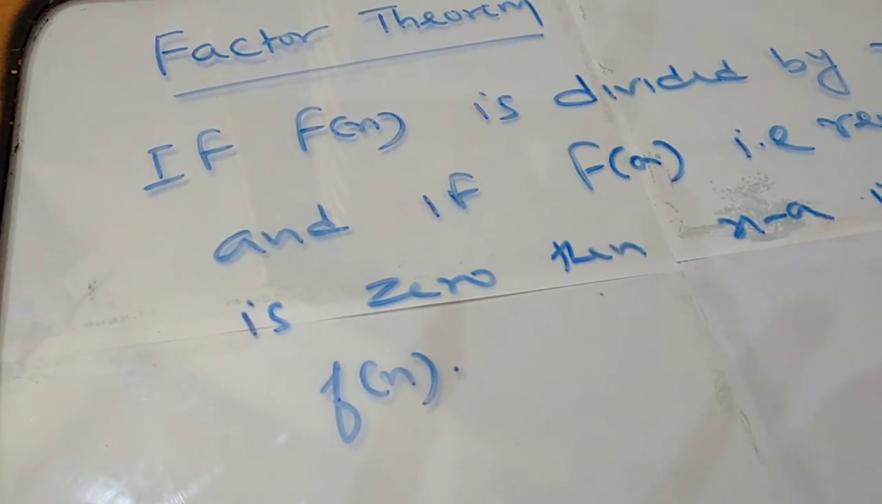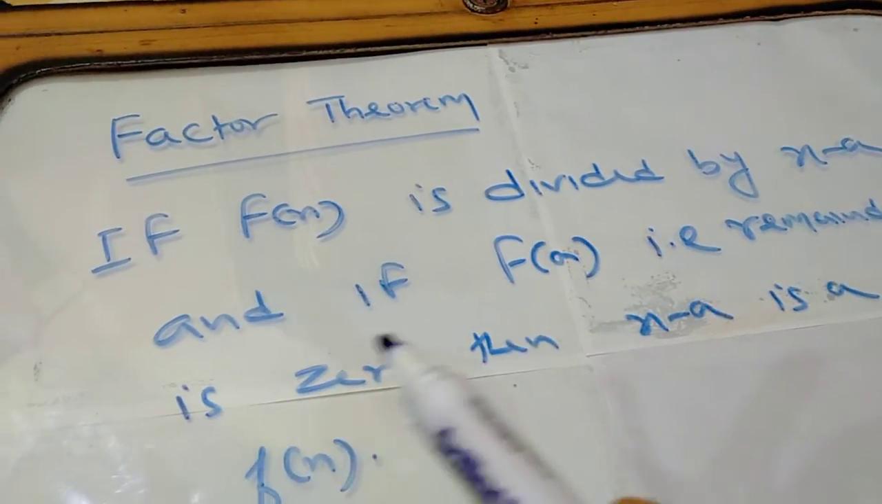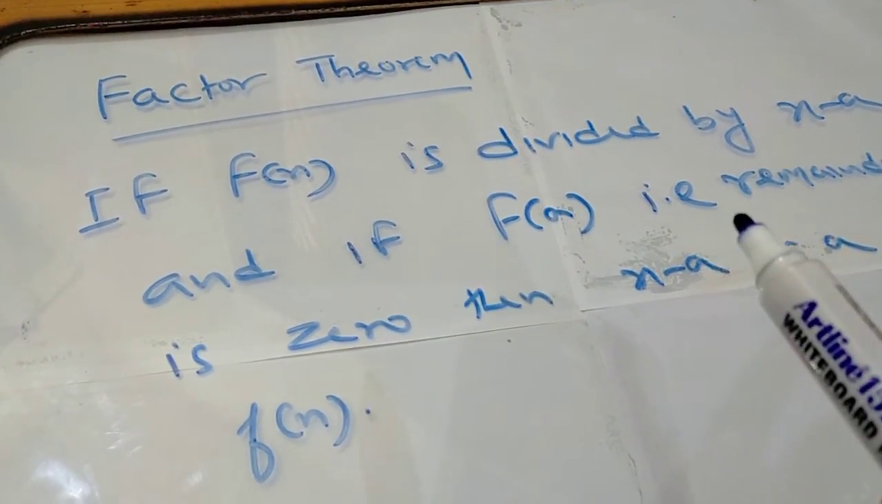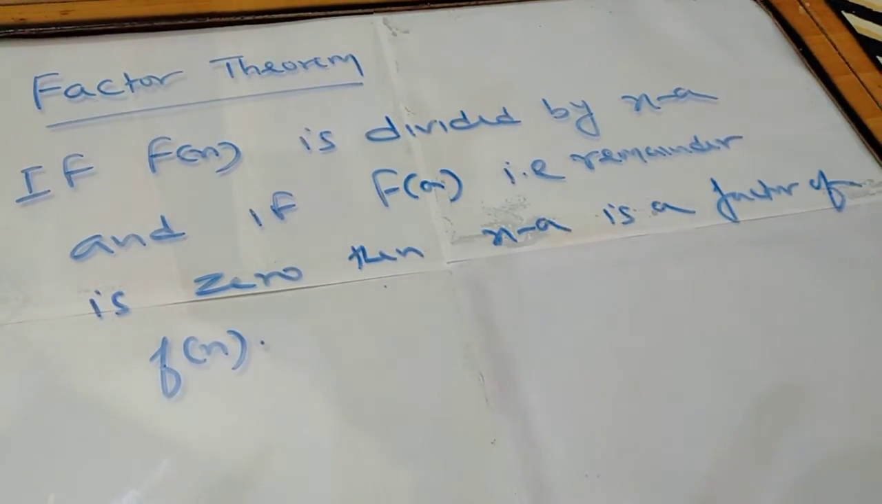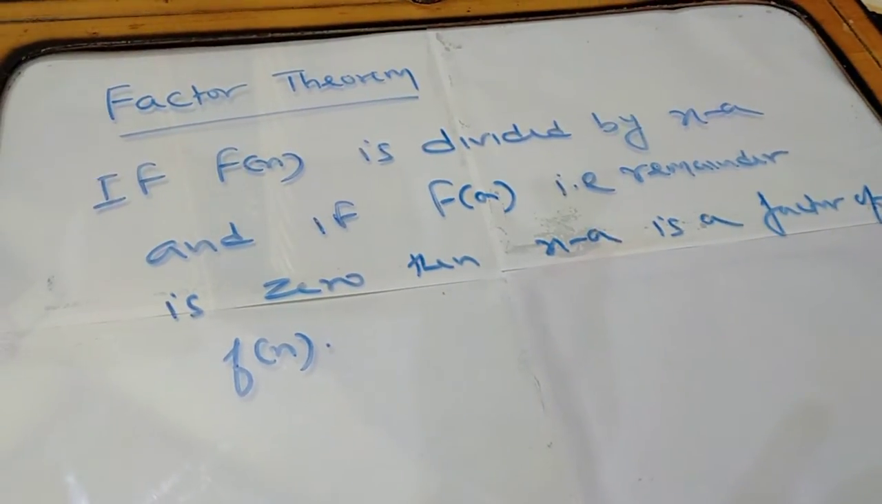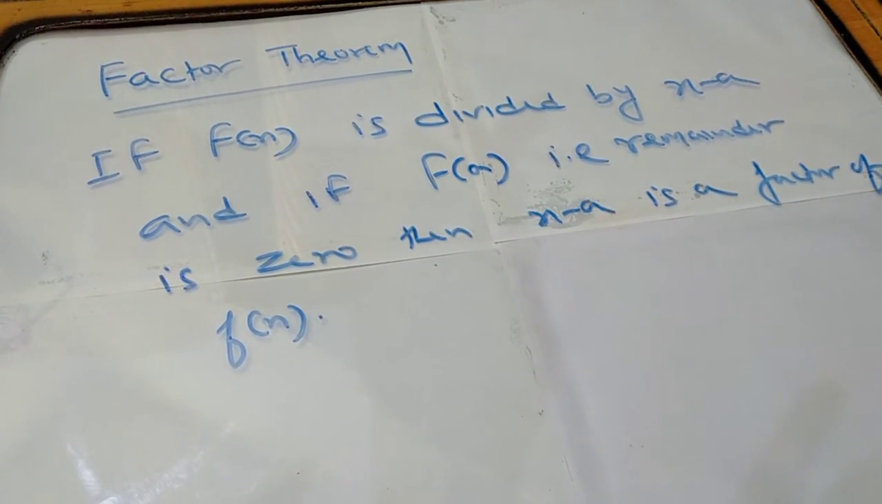In this theorem, if f(x) is divided by x minus a, and if f(a), that is the remainder, is 0, then x minus a is a factor of f(x). So this is called the factor theorem. Through one example I want to clarify this concept.